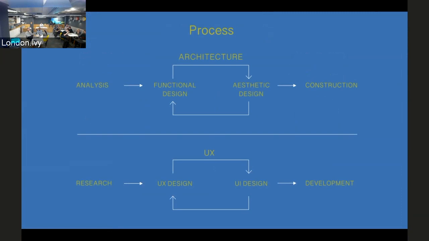This is a very brief overview, but these are the processes between the two. You see there are quite a lot of similarities, and obviously there's a bit more of an agile work methodology here. But for architecture, assignment analysis, functional design, and aesthetic design go around before it goes to construction. Same with UX, with UI and UX before you get to a point where you can go on to development.